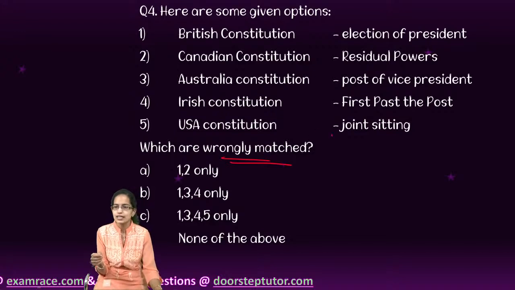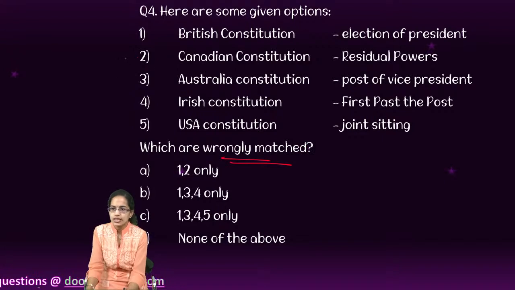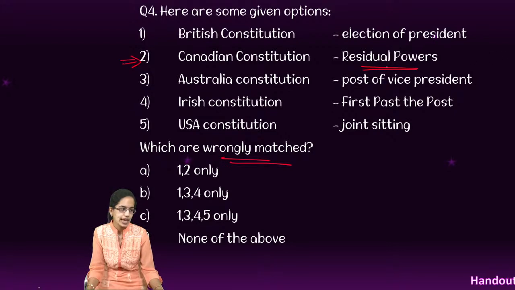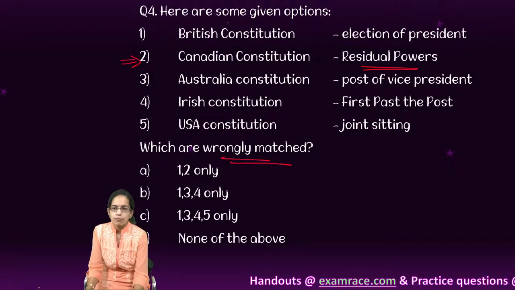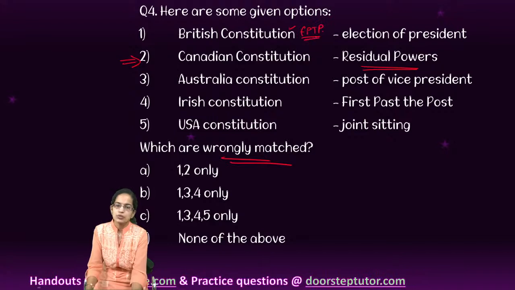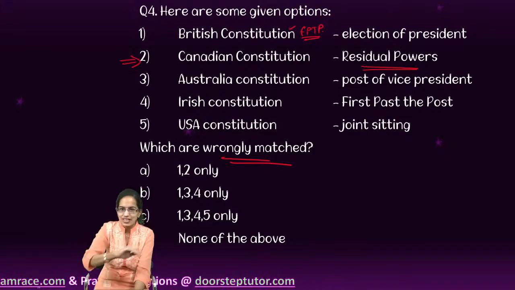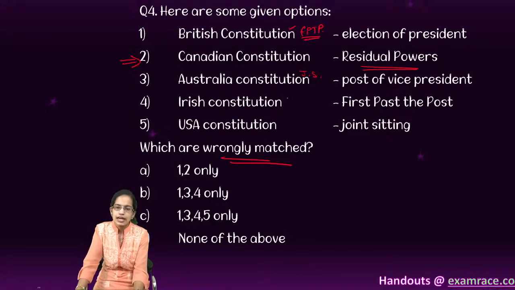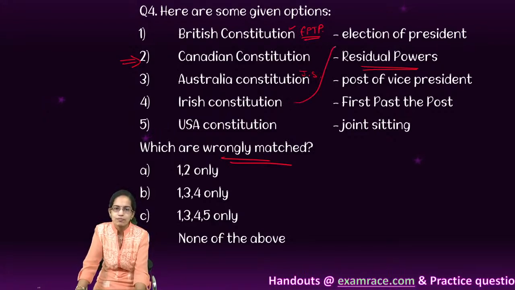Great, Kavya. Again, Kavya has the right answer. You have only one of the correct options, that is here Canada, from whose Constitution we have the residual powers. From the British Constitution, we have derived the first past the post system. Now, you might be wondering what it is. Don't worry, we have another question on it coming soon. Okay, from the Australian Constitution we have derived the concept of joint sitting. From the Irish Constitution, we have derived the concept of election of the president.